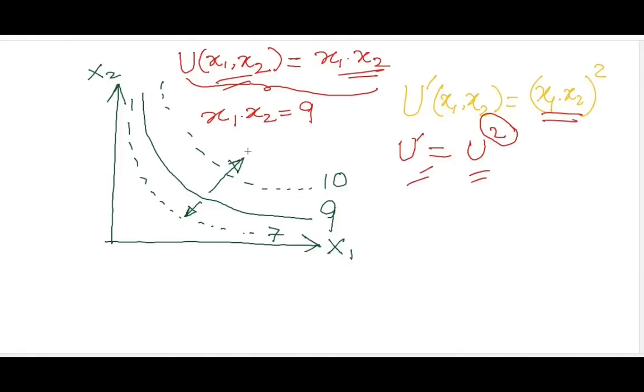So if you look at this diagram, in this particular situation, I can just label this 9 as 81 because this is square, and this 10 as 100, and this 7 as 49, and we will move to a new value of utility function, but the underlying preference structure will remain the same.